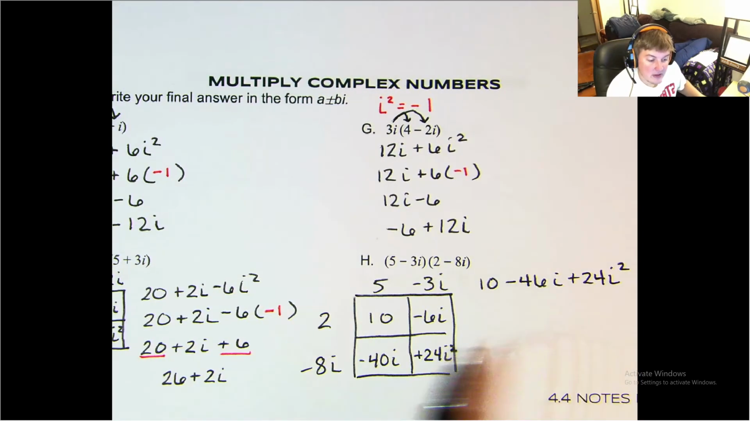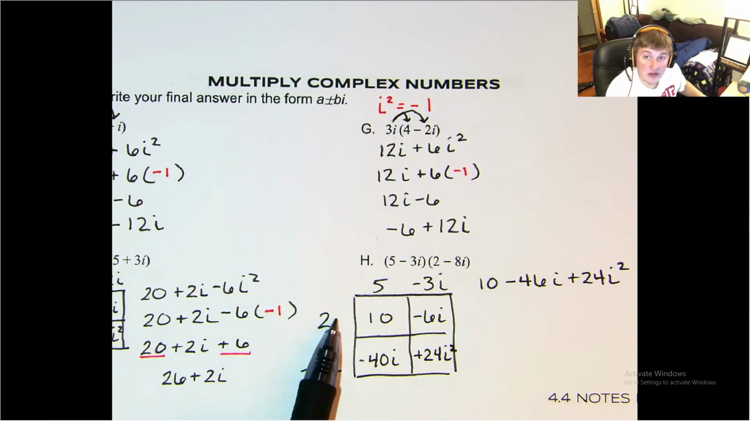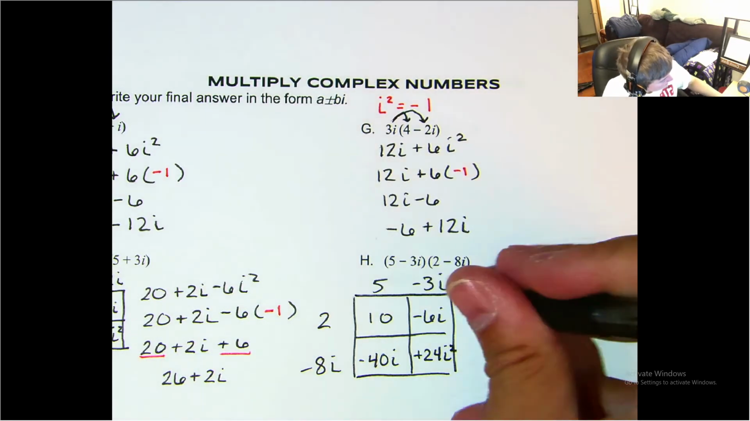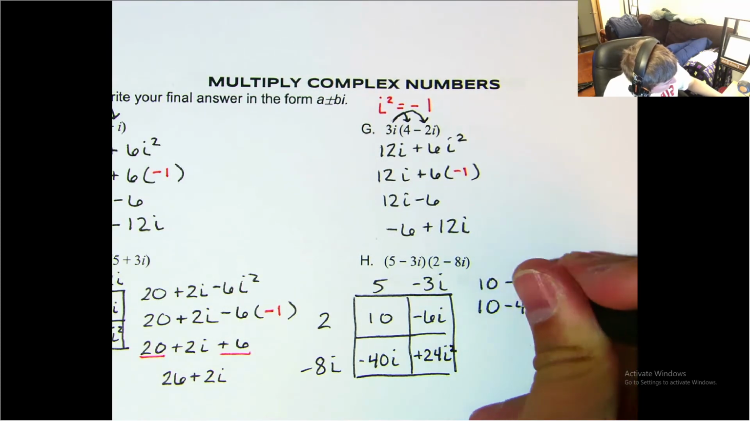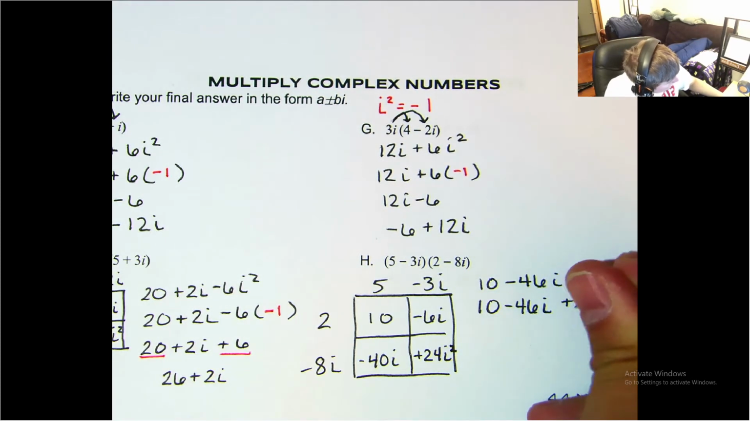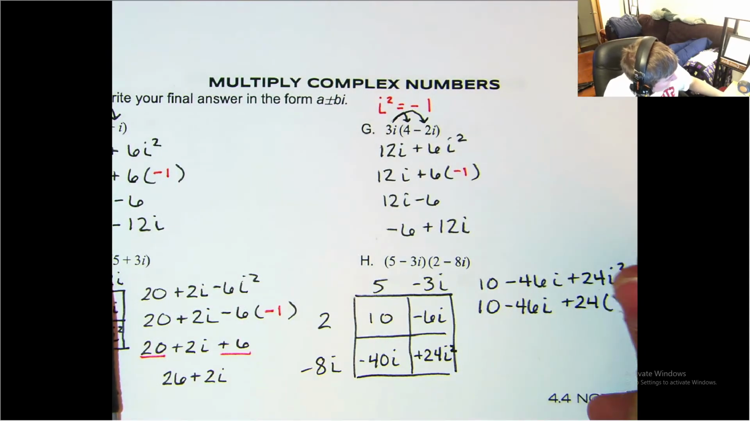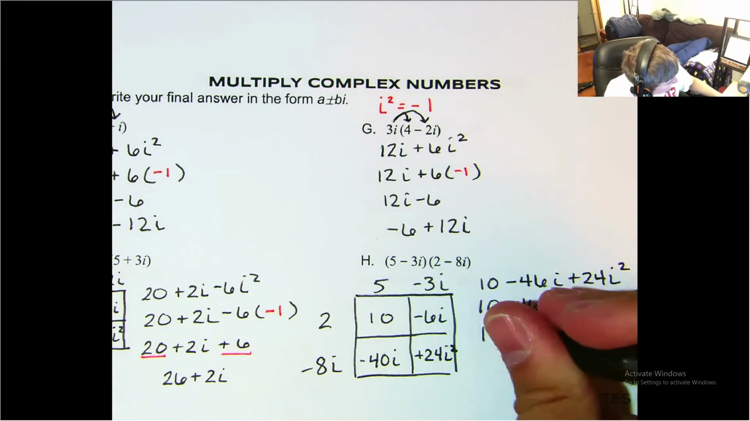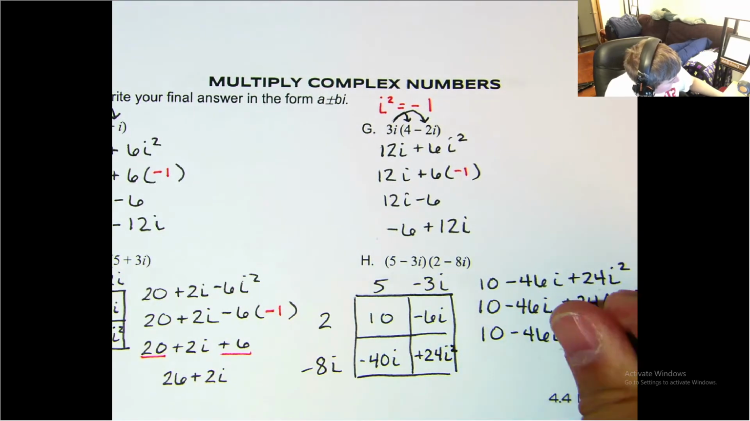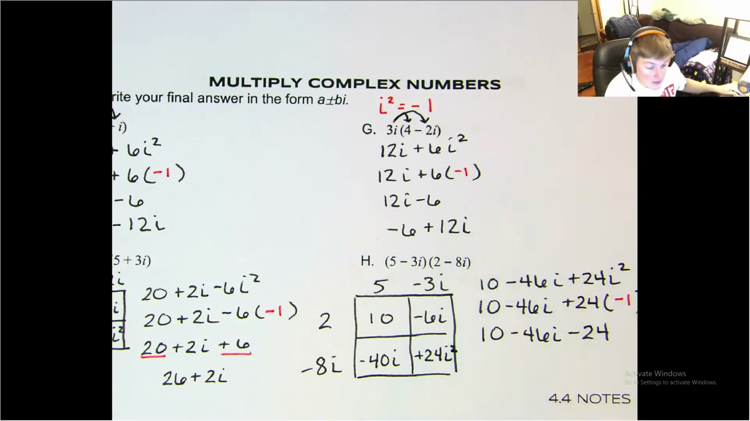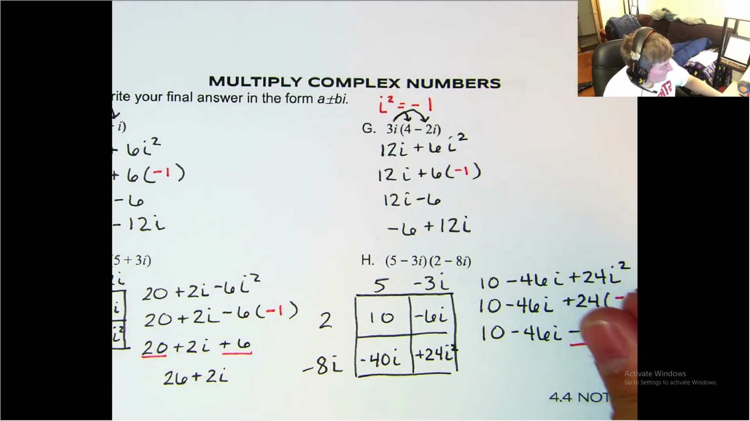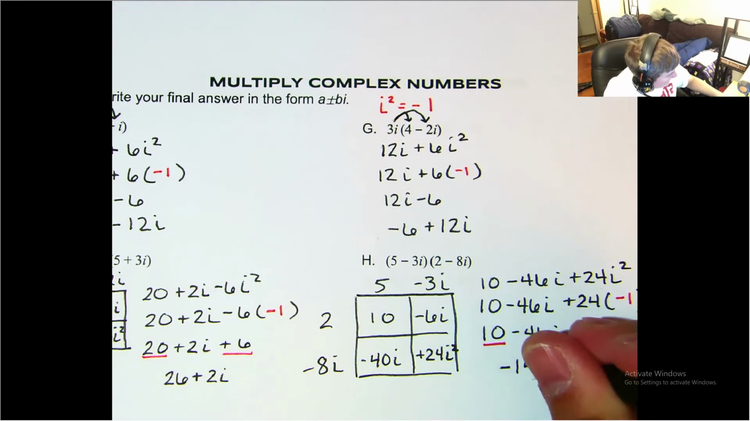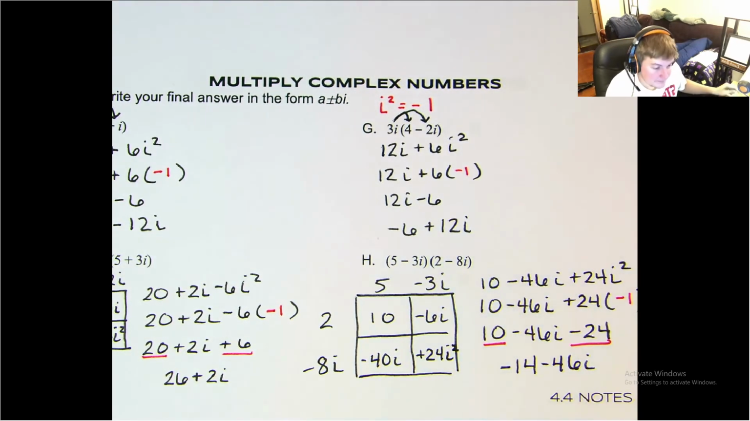All right. So here our negative 40i and our negative 6i are going to combine into negative 46i. So then I get 10 minus 46i plus 24 times negative 1. So this is going to be 10 minus 46i minus 24, which means we have terms that I can combine together. That's going to be negative 14. So this is negative 14 minus 46i.